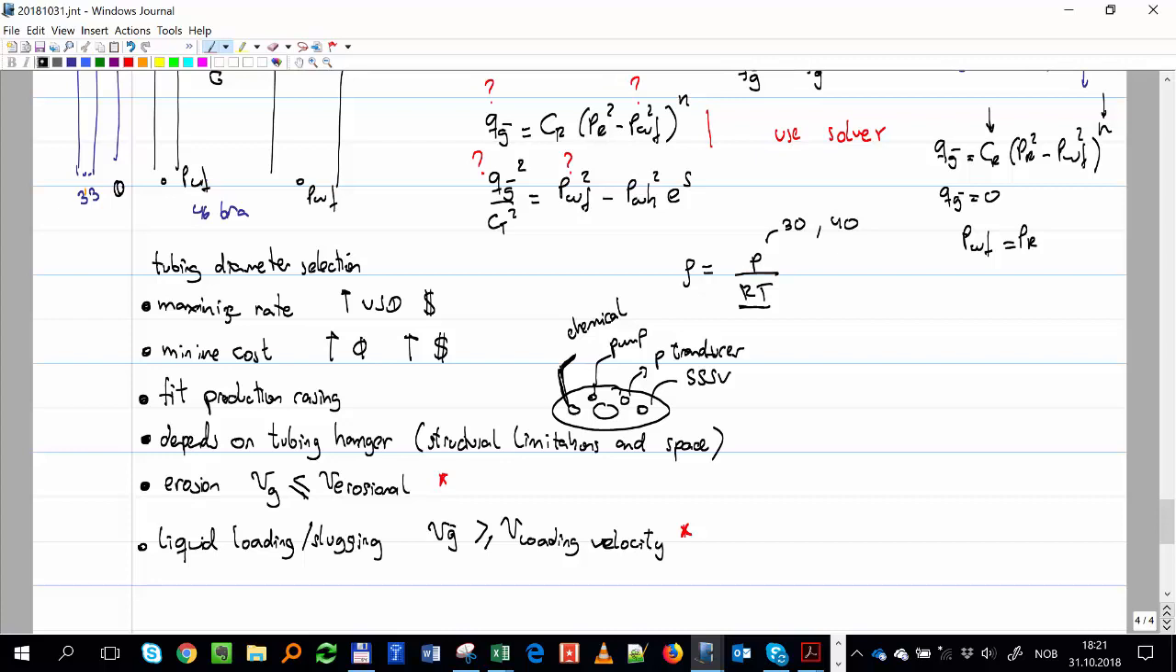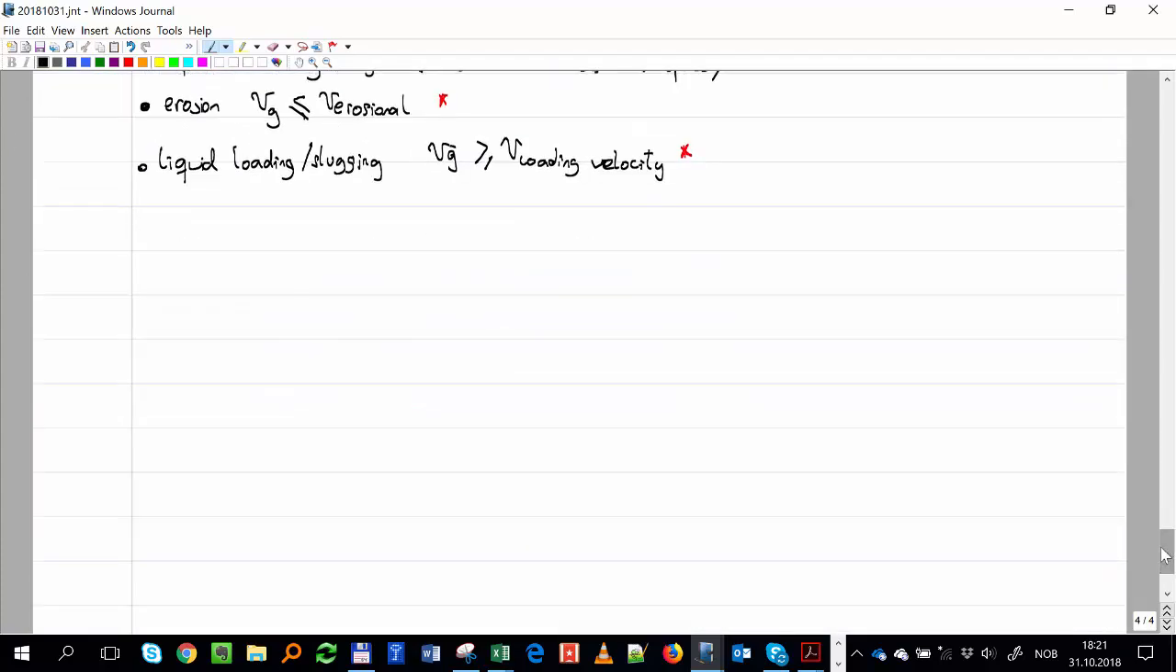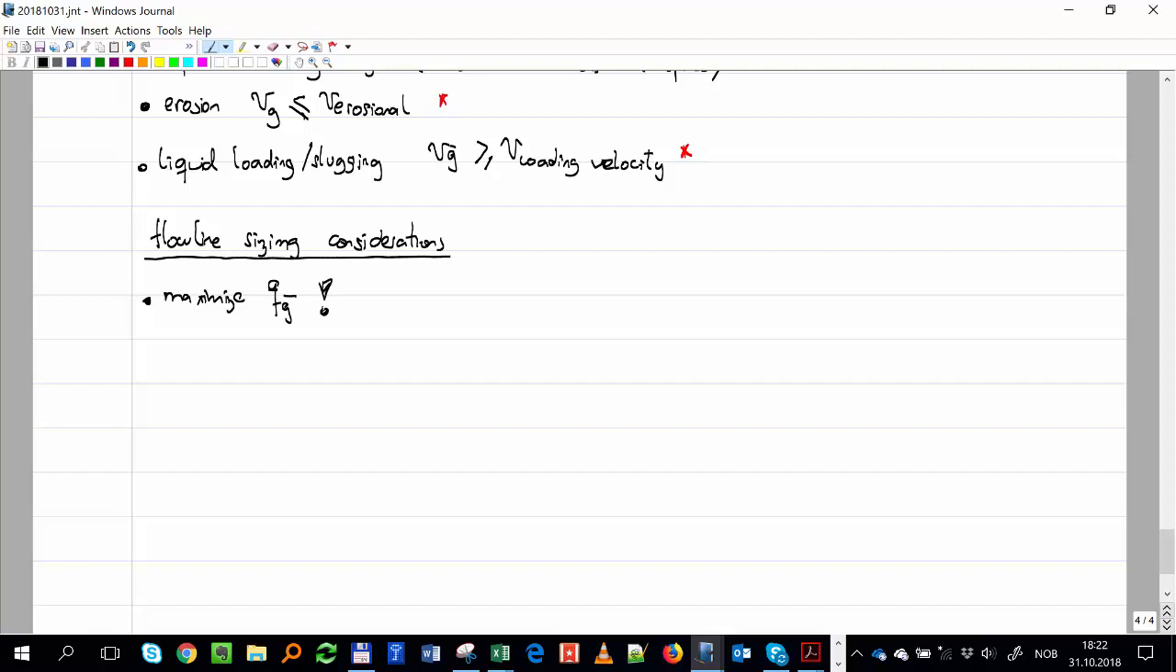But let's now talk about the flow line. Yesterday we were discussing the flow line. Flow line sizing considerations. How do I define the diameter of my flow line? Here it is very similar to the tubing. I want to maximize rate, that's the first thing. I also want to minimize cost.